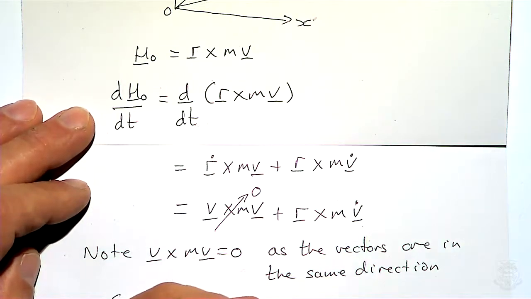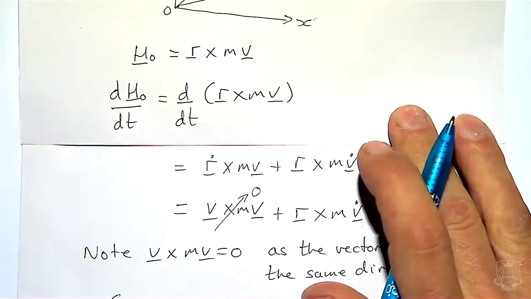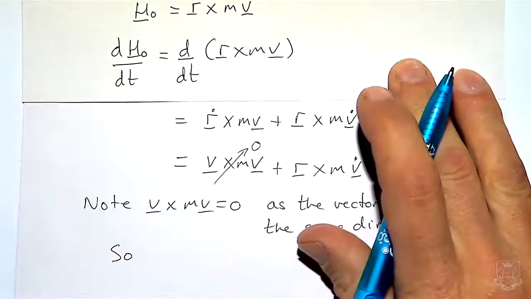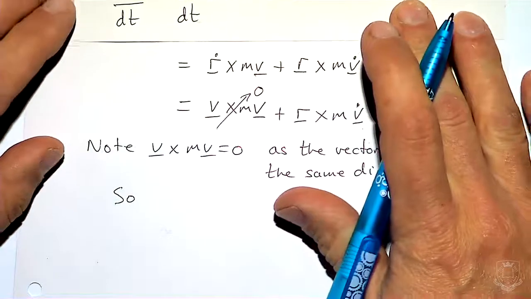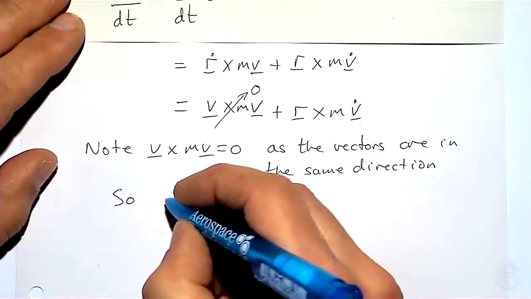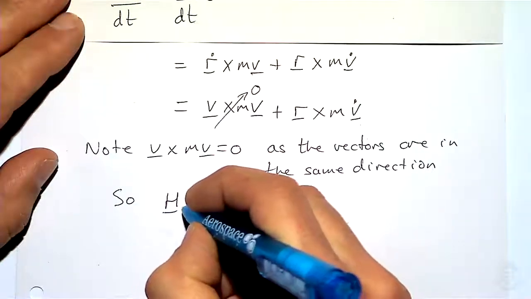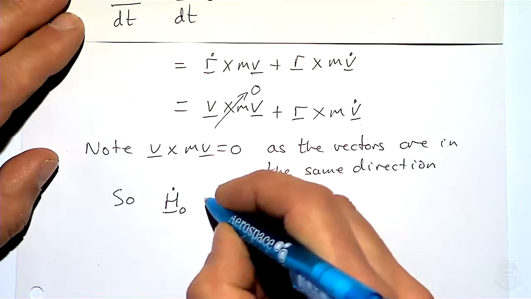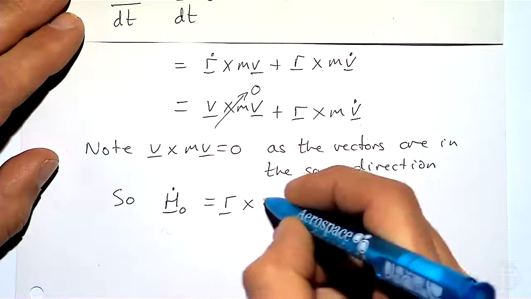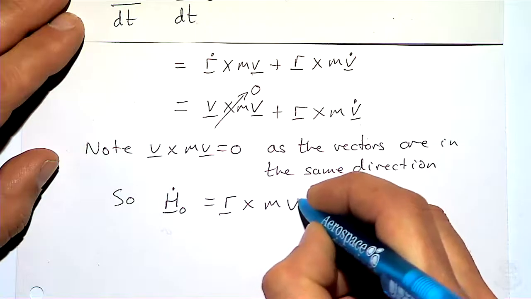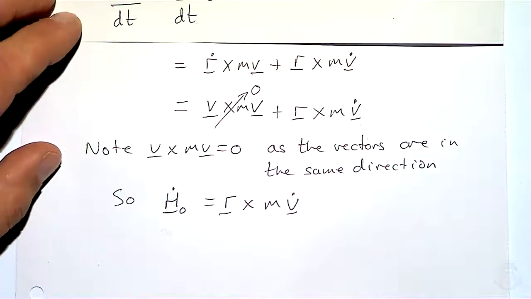And so what we end up with is that h0 dot is just equal to r crossed with m v dot.